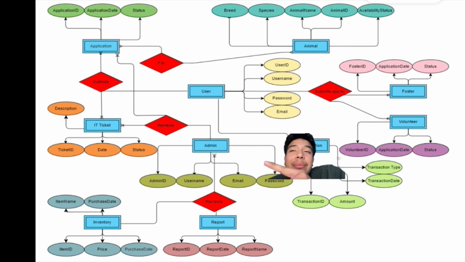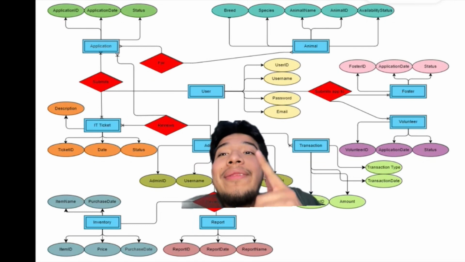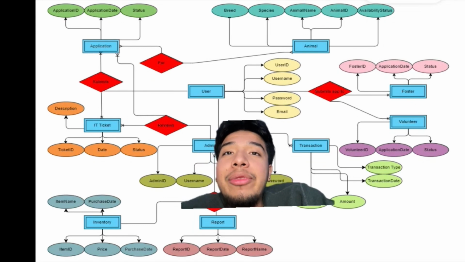Lastly, we have admin reviews inventory or reports. I believe I messed up the relationship right there. I believe one admin can review many reports and review many inventories. So that's supposed to be a regular line, and down there is supposed to be a little triangle prong thing. But that was the event table and the ER diagram for our project, and I hope you guys enjoy.